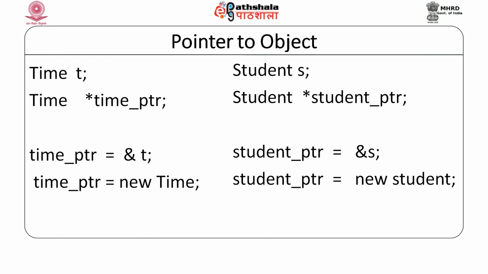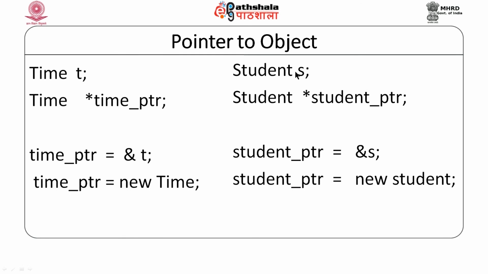So, let us see this. Here T is a time object. I am assigning the address of this object to time PTR. So, now this pointer is pointing to this object. Sometimes we may not want the time pointer to point to an existing object. What we want is for memory for a time object to be created and its address to be stored in time PTR. If we want to do so, we can make use of the new operator and get memory allocated for a time object, and the address returned will be stored in time PTR.